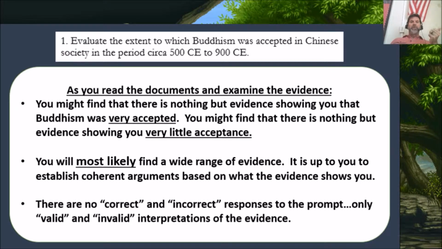Now, remember though, there are no correct or incorrect responses to the prompt, only valid and invalid interpretations of the evidence. When the graders sit down to read these essays, they're not going to be looking for one specific argument for everyone to make. There's no one single correct answer. As long as the argument you're making is based on a valid interpretation of the evidence in the documents, as long as it's clear that you understand what the documents are saying and showing, then your evaluation will be valid.